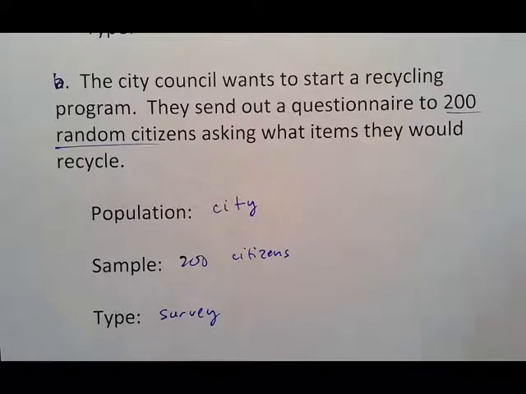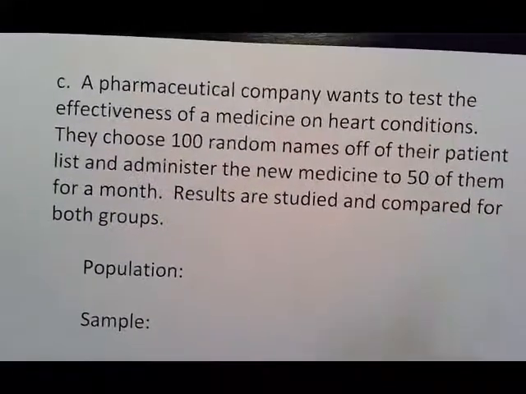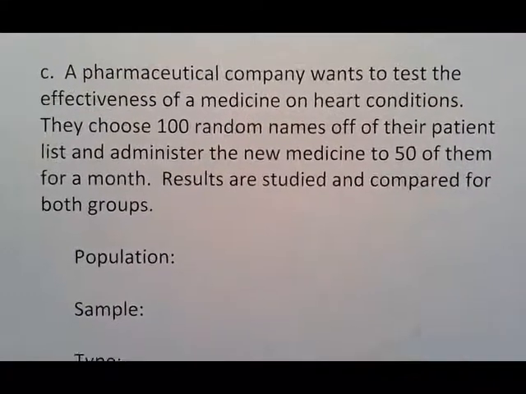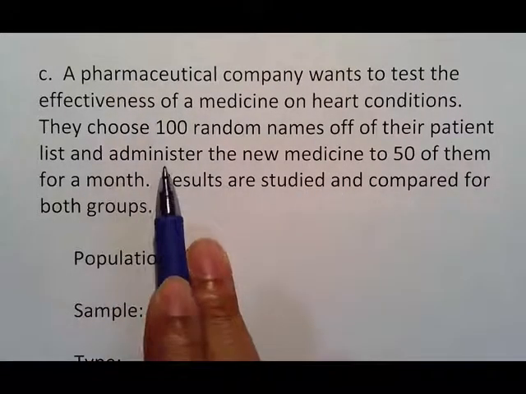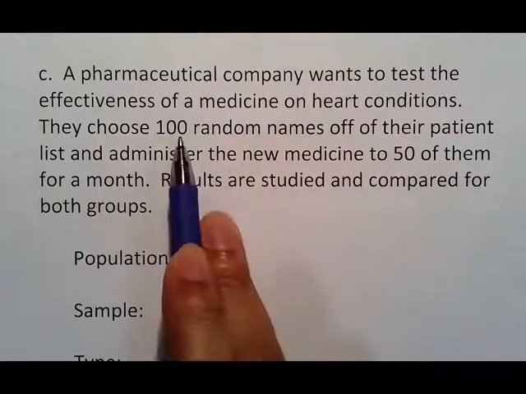and then the last one of these, at least: a pharmaceutical company wants to test the effectiveness of a medicine on heart conditions. They choose 100 random names off their patient list and administer the new medicine to 50 of them for a month. Results are studied and compared for both groups. Again, notice how we separated into two groups and we administered the new medicine to 50. We let the other 50 not be administered.